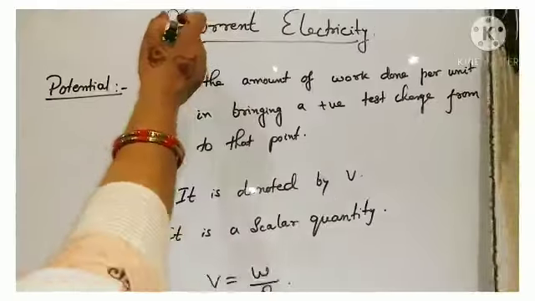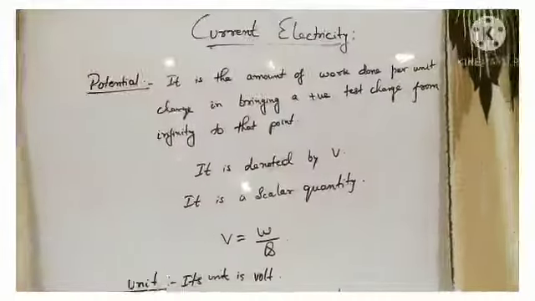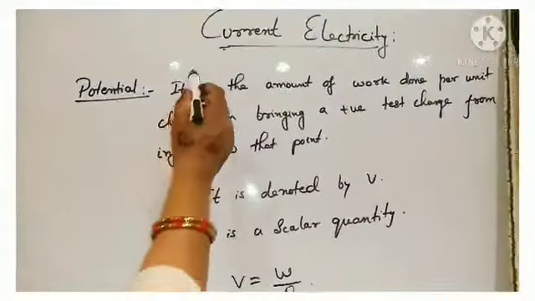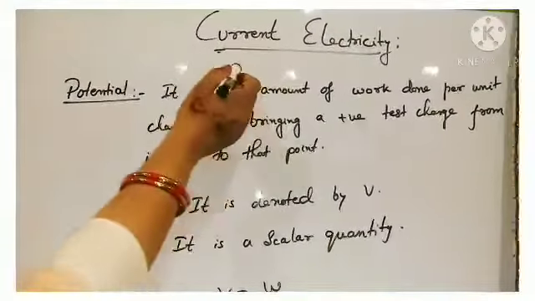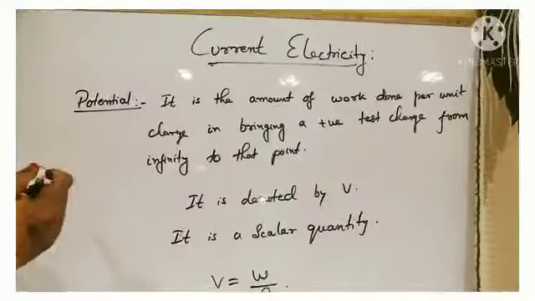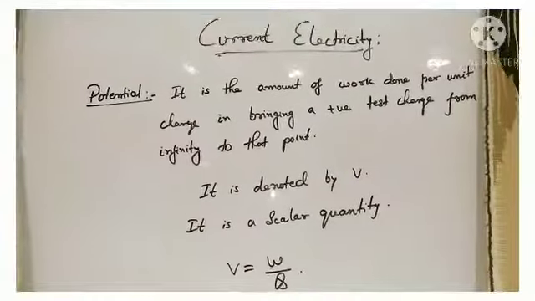The direction of current in a conductor is opposite to the direction of motion of the electrons. So now moving further, we will discuss potential.